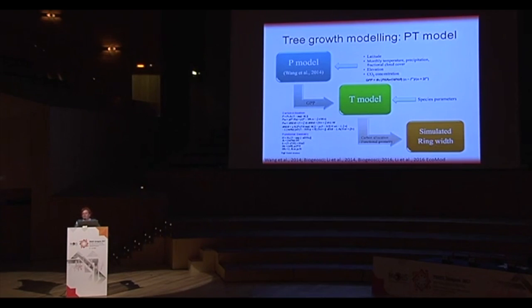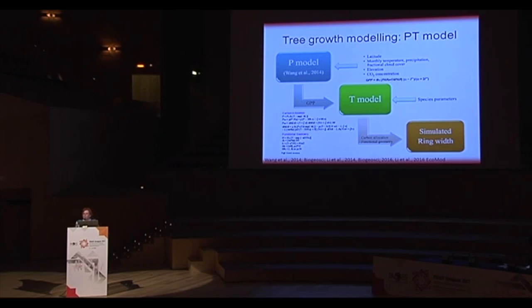This all suggests to me that statistical relationships between tree rings and climate are not going to be the way that we get the best story out of our records, and I'm going to suggest an alternative method, which is to use a physically based tree growth modeling approach. So here I'm showing a very simple model. It's a coupling between a light use efficiency model, the P model, which takes into account climate, CO2 concentration, latitude and elevation effects, and produces a simulation of gross primary productivity, which is then fed into the T model, which is a model of carbon allocation and functional geometry.